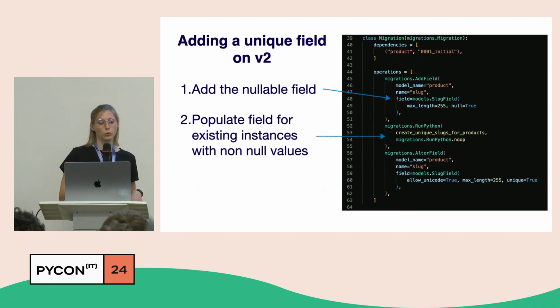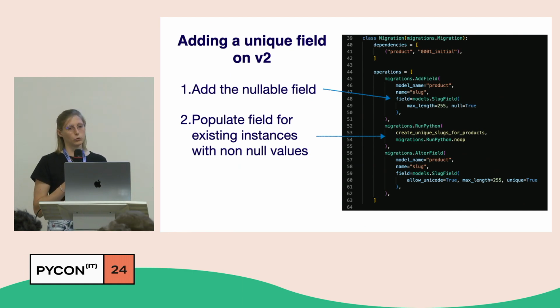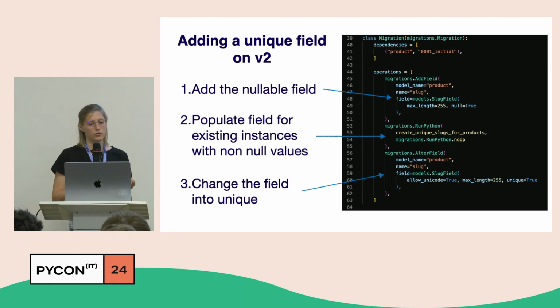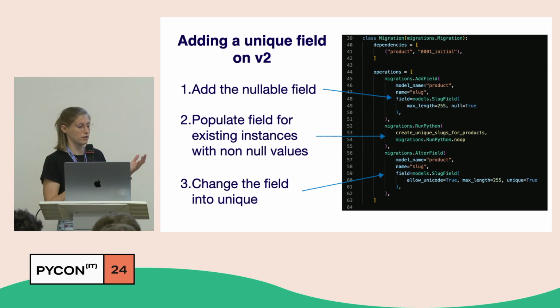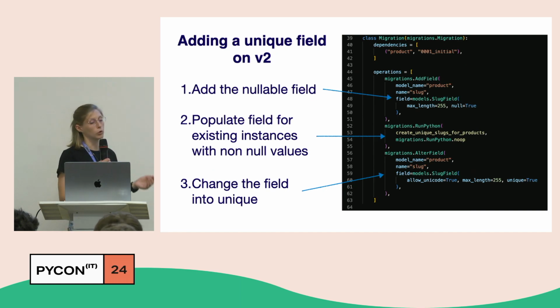Then we need to update existing instances to set the proper slug values. And we will call the Python function that will do that synchronously. And after the function is finished, we'll have our new slug column filled in with the proper unique values. And at this point, we'll be ready to perform the last step, which is changing the slug into unique. So to apply this change, we are just altering the slug column on the product table.